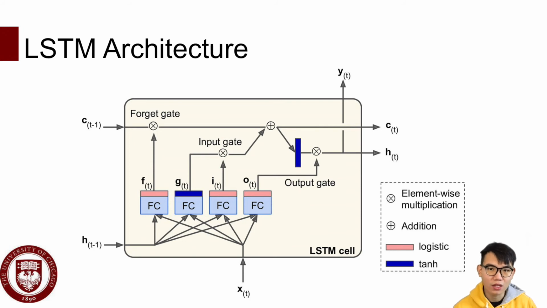So how does the LSTM learn to remember what is important? The LSTM keeps track of two states, a long-term state, C, and a short-term state, H. It has three important gates, the forget gate, input gate, and the output gate, which all control the flow of information and help decide what information to remember.